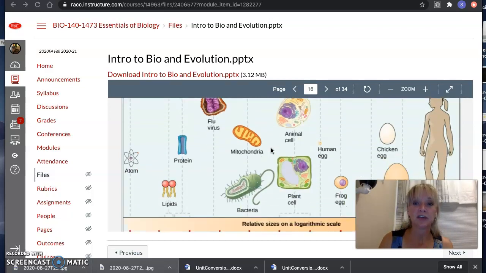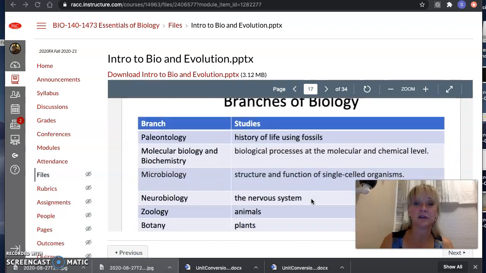Here are some relative sizes of cells: plant cells. Here are some lipids, which are fats that make up our body. Here's a chicken egg, an ostrich egg. It just shows us relative size.